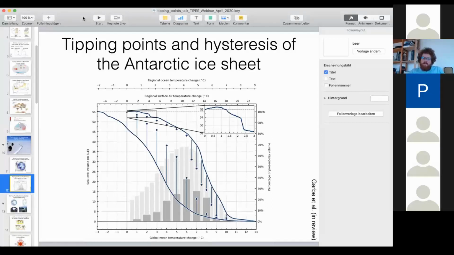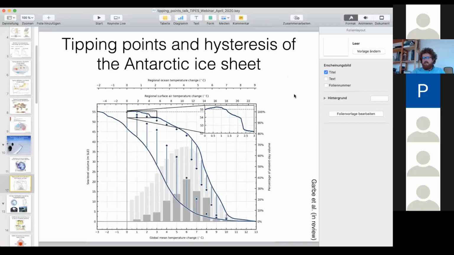We struggled quite a bit to try to make it in a way that people can see both scales. That's something which is easily forgotten: of course polar temperatures are 1.5 or almost 2 times the global average. All right, that was just an observation. Okay, yeah, thanks a lot.